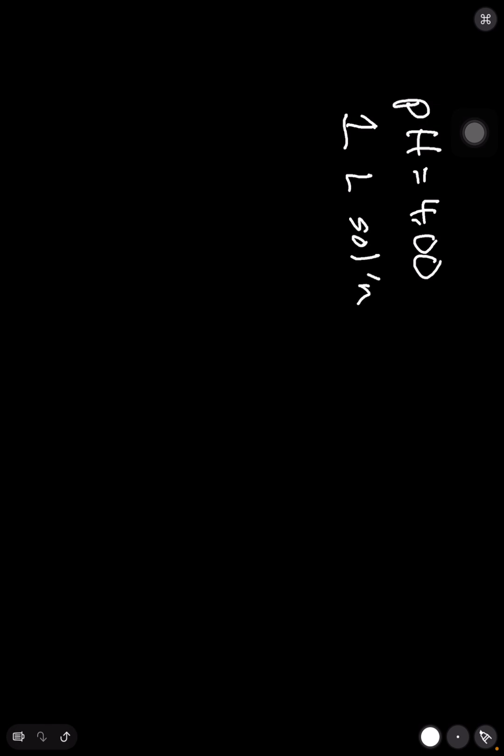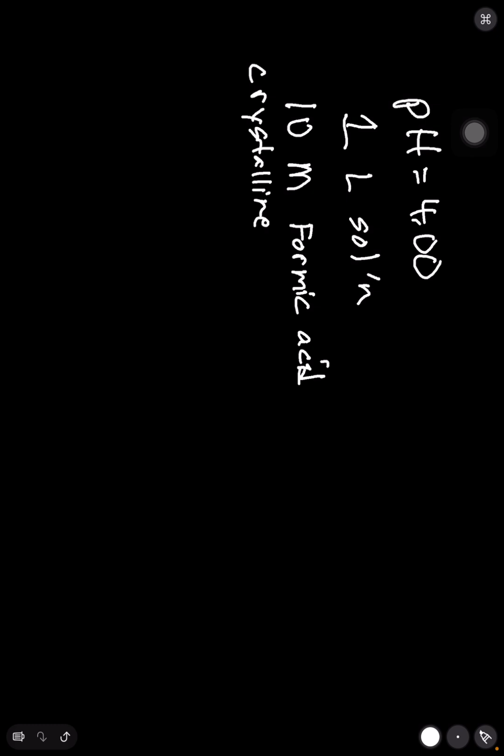I also haven't told you the molarity, the concentration of the formic acid that we're starting off with. That's going to be important. So we're just going to assume that we're going to start off with a pretty concentrated solution. We're going to start off with a 10 molar solution of formic acid, and then we're starting off with crystalline, solid sodium formate.